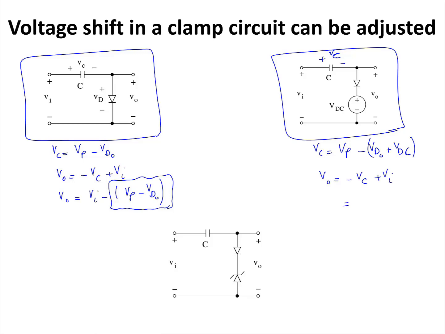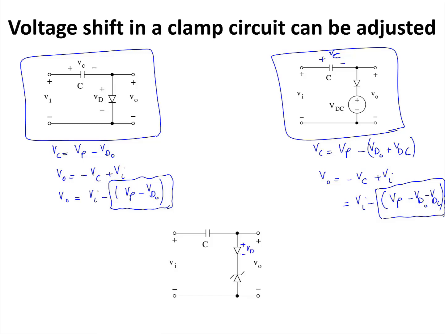Here VC is a constant value, so I have Vi minus VC, which is V peak minus VD0 minus VDC. So as you can see, the value of the DC shift can be adjusted by adjusting the amplitude of the DC voltage source. We can use a Zener diode instead of the DC voltage source, because when the Zener diode is in the Zener region, we can replace it with its constant voltage drop model, and the value of this voltage drop is equal to negative VZ.